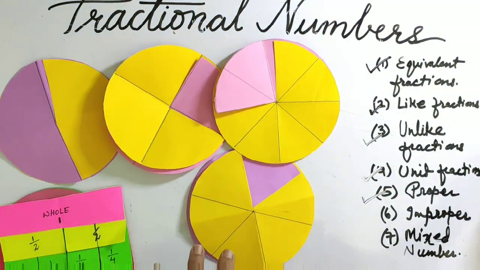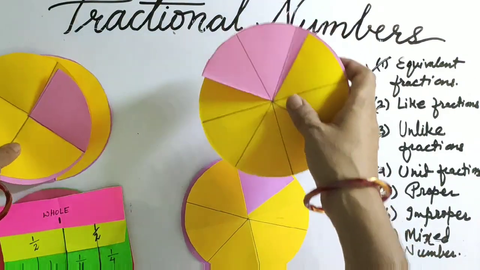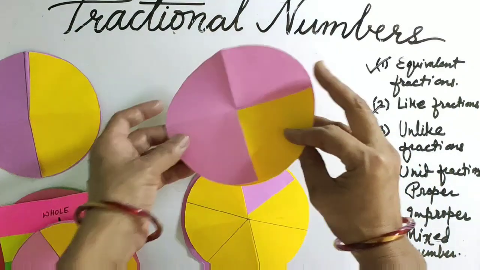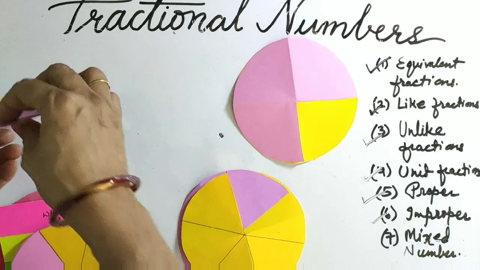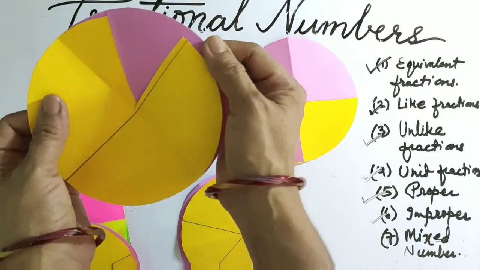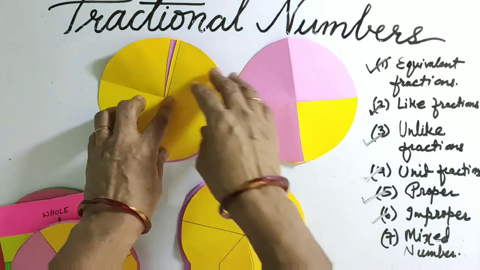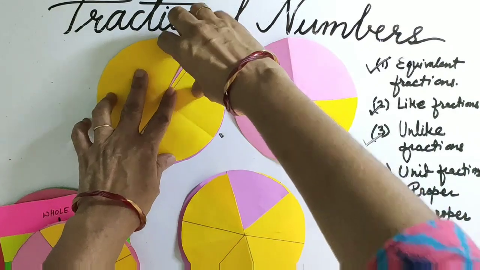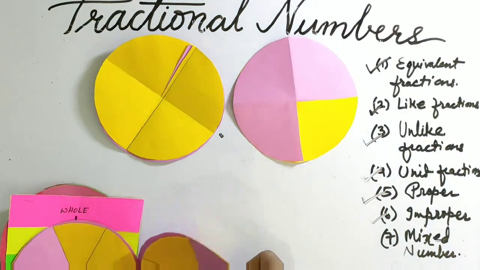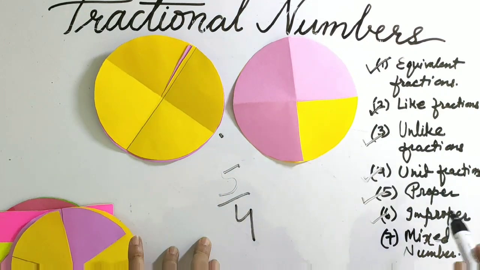Next is improper fraction. In improper fraction, the numerator is greater than denominator. So when you take this, this is 1 by 4 and this is a whole. So what it becomes? This is whole means 4 by 4, 1 2 3 4, 4 by 4 and 1 by 4. So what is the number? The number is 5 by 4. So it is an improper fraction.